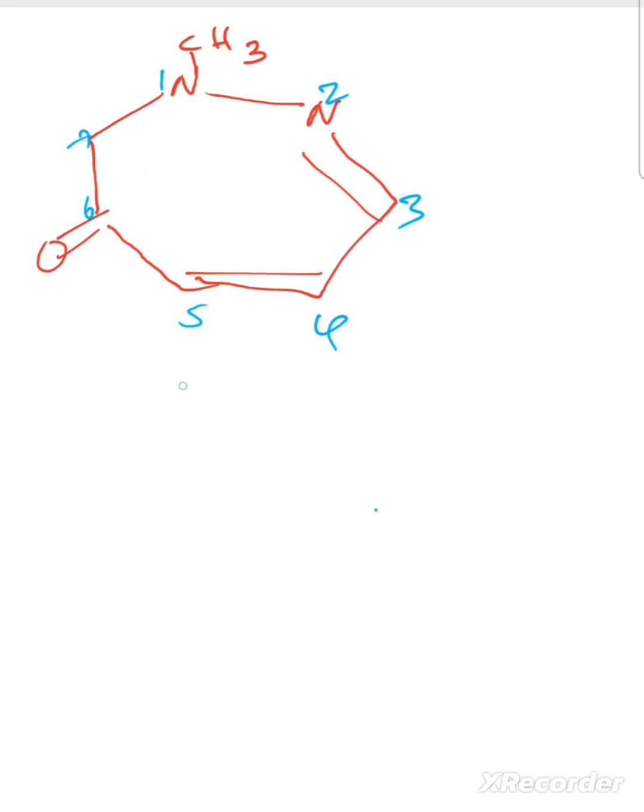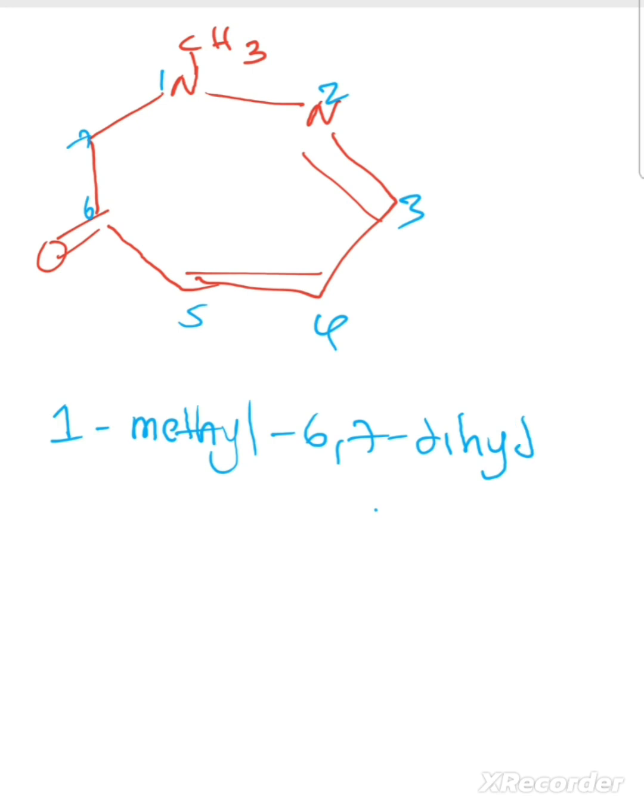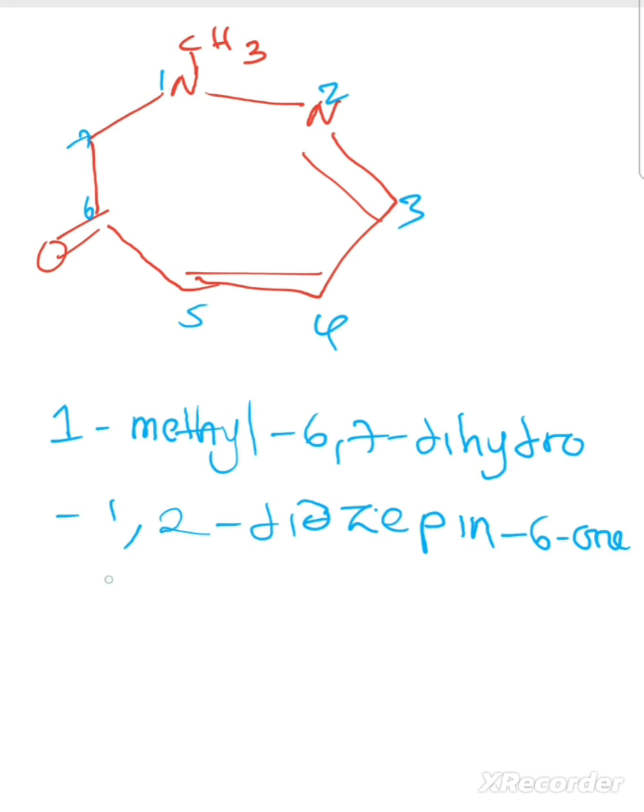So what we are going to do, we are going to say on position 1 there is a methyl group, which we are going to write as methyl like this. Then on position 6 and 7 we have replaced it with dihydro, so you're going to write dihydro like this. Then on position 1 and 2 there is diaze, then pine. It's supposed to be pinone, but because this compound is a diazepine derivative, it has got a ketone on position 6, which is supposed to end with one, and it is on position 6, so it will be like this. Okay, so that is the name here.